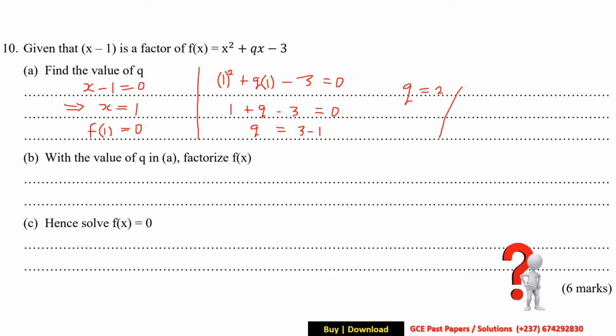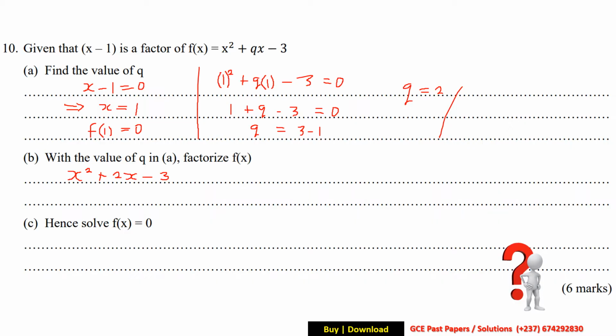Then after, hence, solve the equation, or solve for f of x equals 0. Hence means whenever they say hence, anyway, before that, the B part says that with the value of q in A, factorize f of x. So let's factorize f of x. We have x squared plus 2x minus 3. And how do we factorize this?